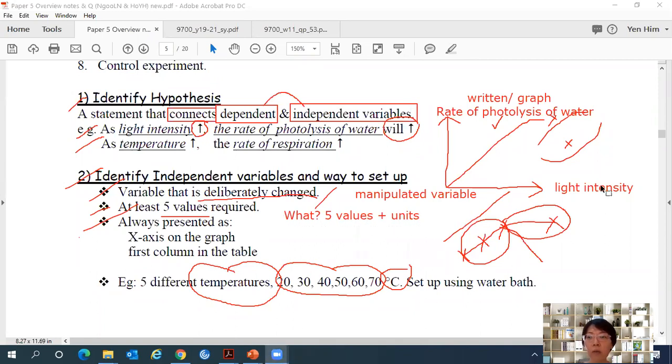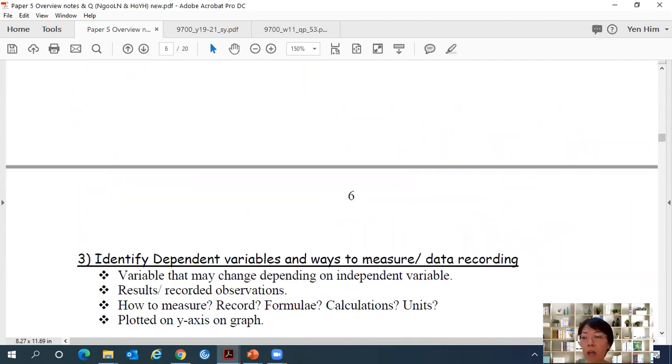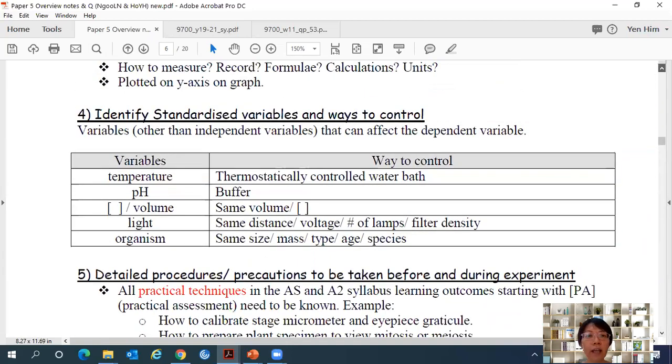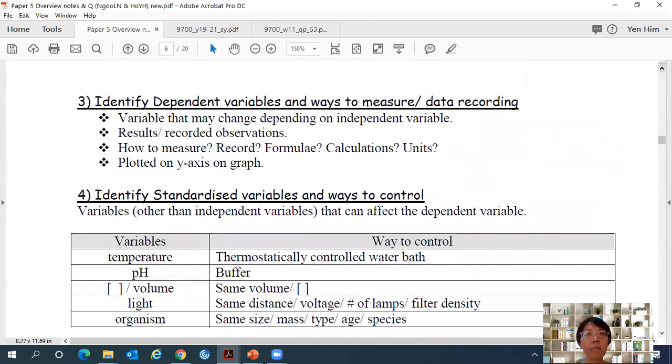Next, you're going to look at your dependent variable. The dependent variable is something that you measure in the experiment. It's called dependent because it depends on your independent variable. So this is something that you want to measure, a variable that may change depending on your independent variable. This is your result of the experiment that you will record, or your observation.